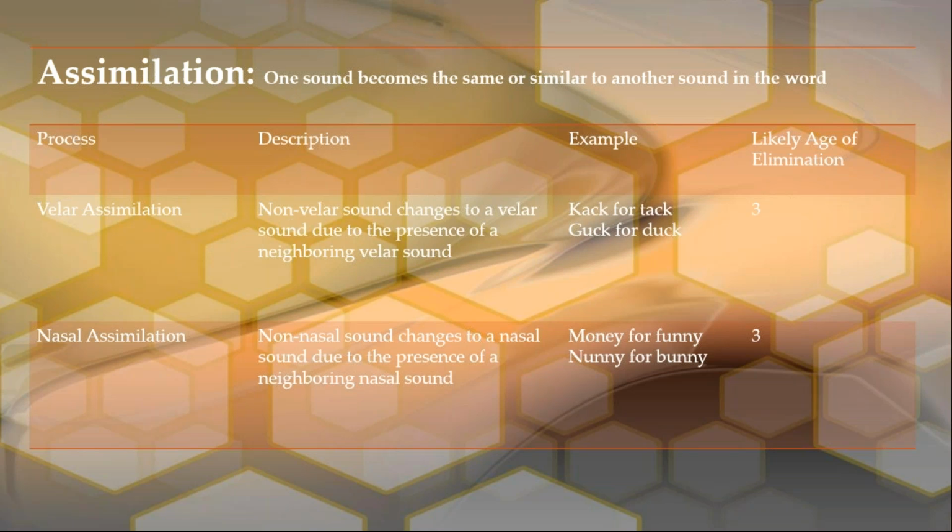So the first one is assimilation. And this is when one sound becomes the same or similar to another sound in the word. Now, the velar and nasal words, don't worry about that. That is the manner in how you're making sounds. But I didn't want to overload you guys with vocab and jargon. The examples should be enough for you, but you can always go back and look at what sounds are under what category.